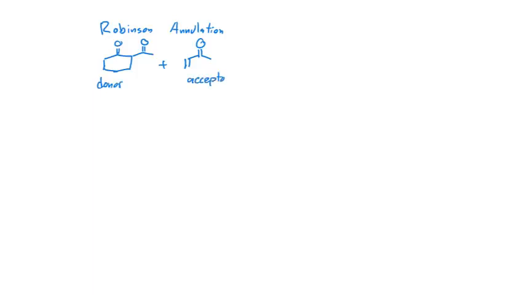One last thing to consider in this section is what's called a Robinson annulation. It's another way to form rings, basically. So let's look at a stabilized donor for a Michael reaction, and let's look at methyl vinyl ketone. So this is going to be the donor, this is the acceptor, and you'll notice I'm starting with a more stabilized Michael addition, or Michael donor. This doubly alpha hydrogen here can be removed, makes a stabilized enolate that can participate well in Michael reactions.